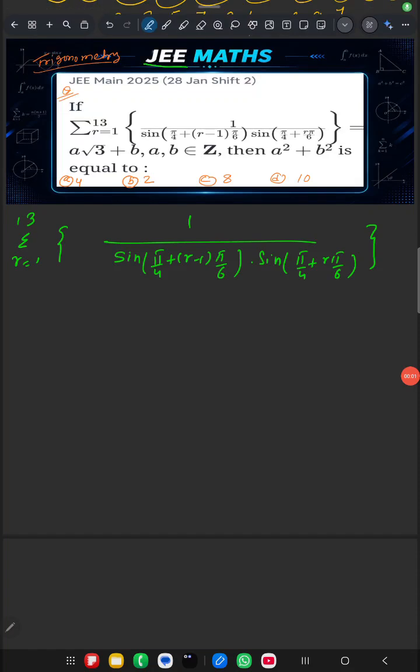Let us solve the question over here. JEE Maths 2025 trigonometry. Question is like this.